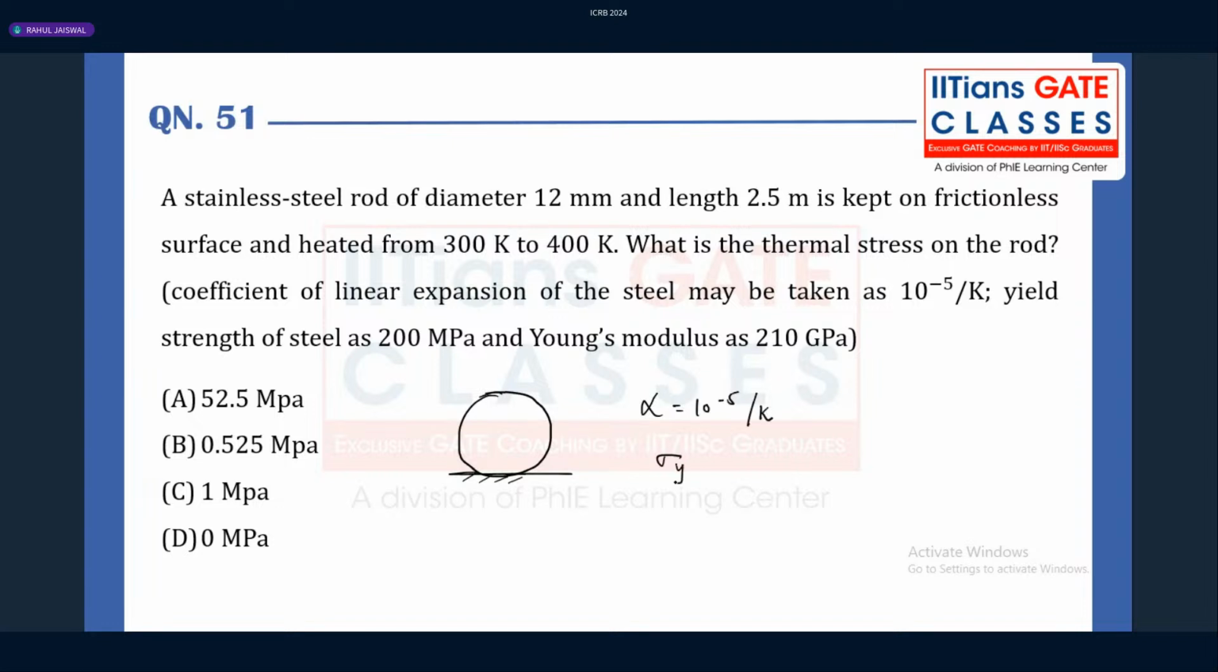The yield strength is basically what, guys? 200 megapascal. E is what, guys? 210 gigapascal. They are asking what is the thermal stress. If you heat it, it will expand and take the shape like this. So freely it is expanding, freely it is contracting, depending on the increment or decrement of the temperature. If there is free expansion or free contraction, there will not be any thermal stress. Total stress will be zero in the absence of any external load on the system. So this would be the correct answer, right?